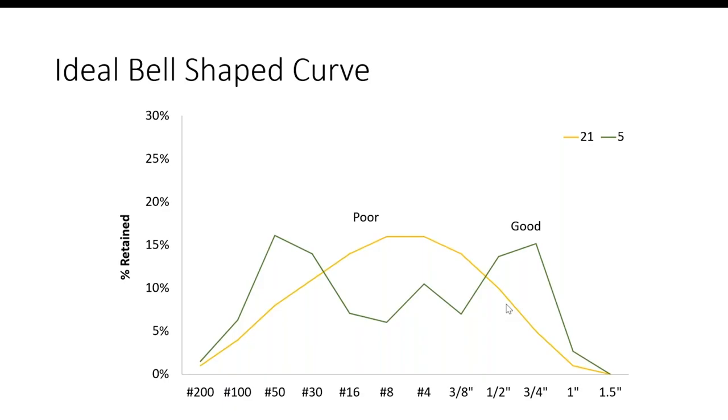Well, concrete's not like that. We actually made the ideal gradation, this bell-shaped curve. We made it right out of the textbook. We sieved it to make this curve, and it was awful. It was horrible. It was some of the worst concrete I've ever seen in my entire life. And this curve right here, it was great. It was awesome. Not even close to this ideal bell-shaped curve. Just goes to show you the textbooks aren't always right.